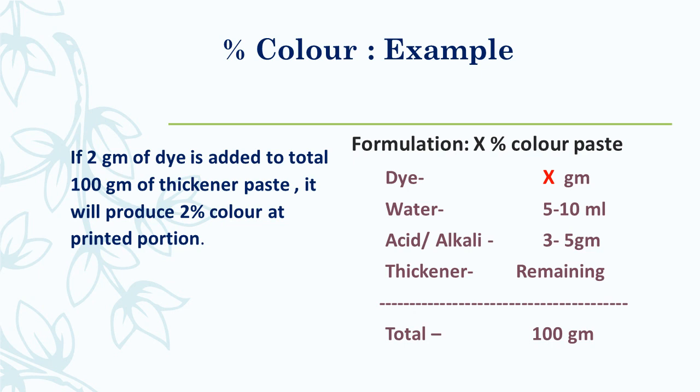Some of the other time it may have a combination of 2 or 3 dyes, because suppose if we want orange color at printed portion, it will have a combination of yellow and red color. So it can be considered as x1 gram of orange red dye, x2 gram of yellow dye to get the desired orange color. So whatever x quantity you are adding to get 100 gram of the paste, total 100 gram of the paste you are making, that will give that particular percent color paste.